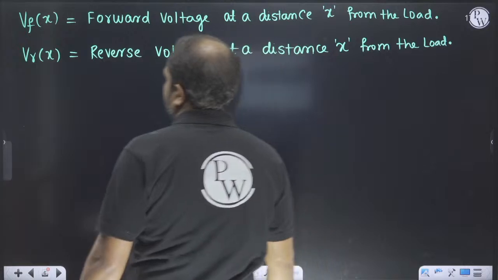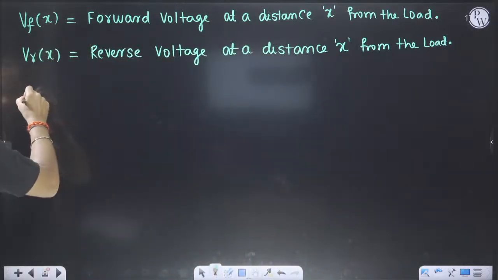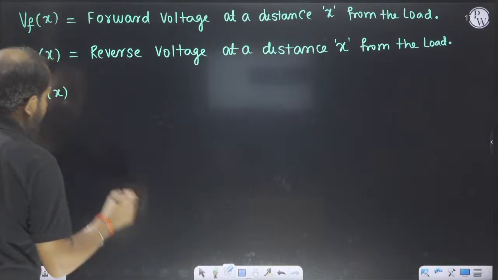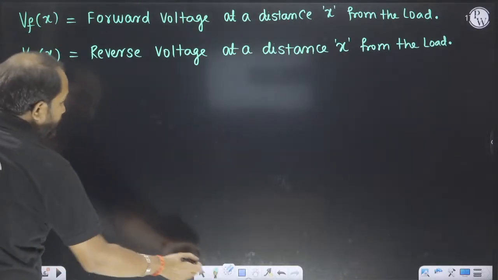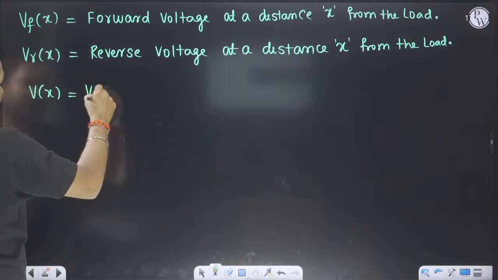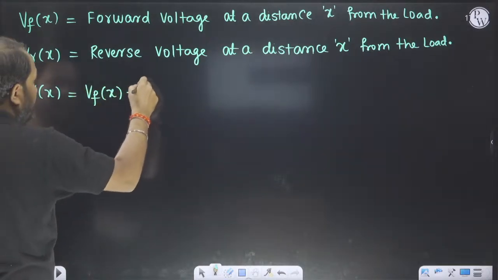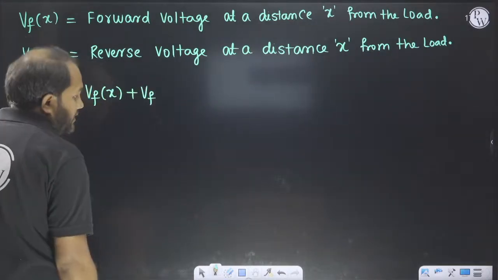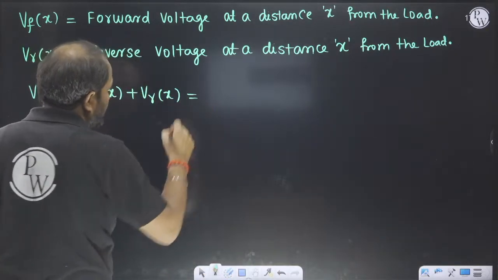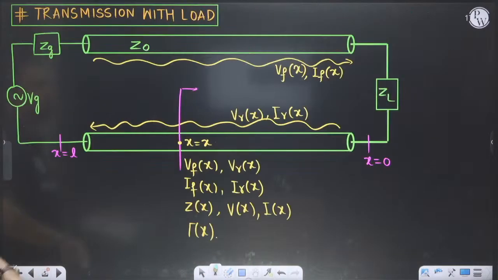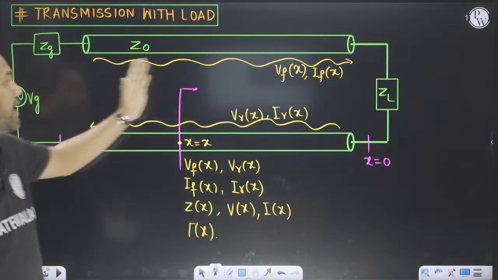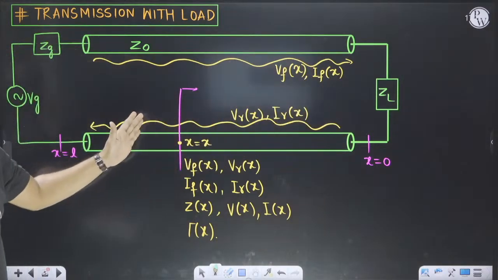And this one is IFX, IRX. Next thing is VRX. It is important to understand, because from here I will derive VSWR. So there is a forward voltage and there will be a reflected voltage. At this point there is a forward voltage also and a reflected voltage also.